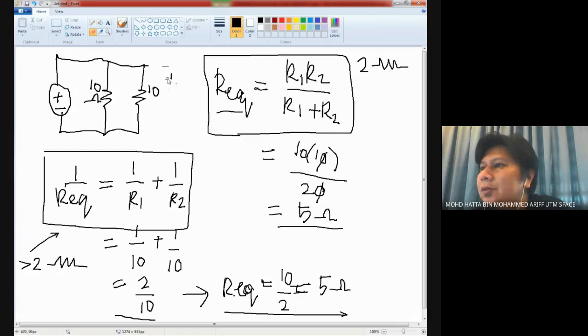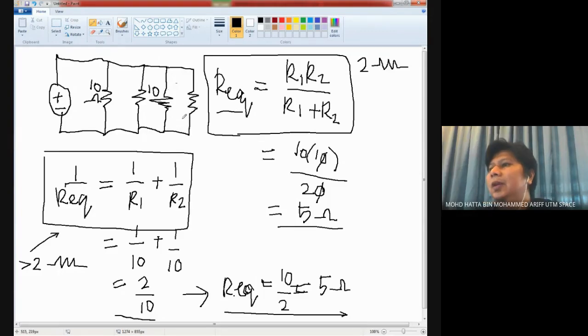For example, if I add another two resistors over here, and also connect them in parallel, and let's say this is also 10 and this is also 10 ohm. I didn't draw the symbol because I don't have much space over here.